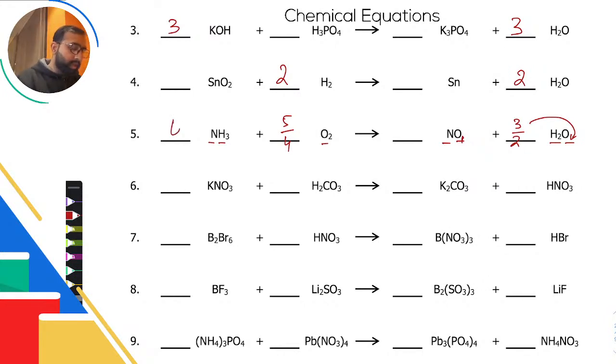So this is 1 times 4, 4. This is 5 by 4 times 4, just 5. This is 1 by 4, so that is 4. And this is 3 by 2 times 4, so that comes out to be 6. Because 1.5 times 4 is 6.